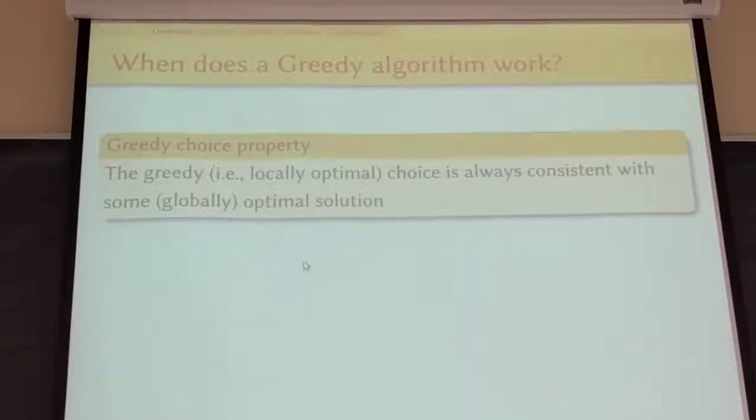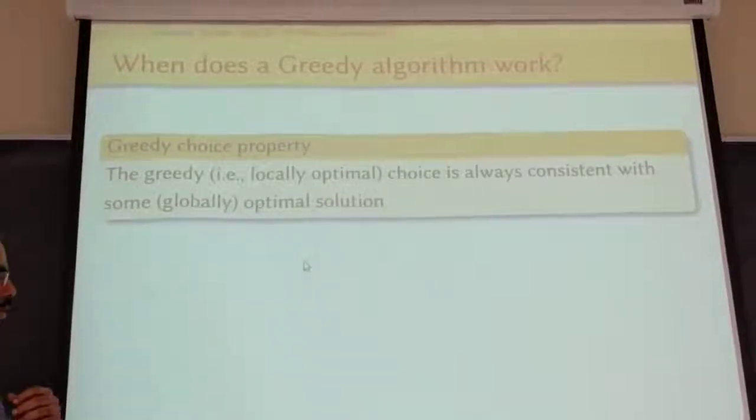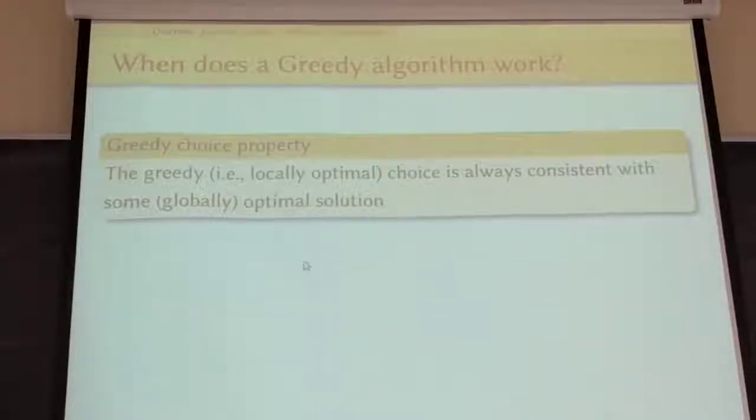Okay, so now we have at least a basic sense of what a greedy algorithm is. So let's try to understand some of the reasons, some of the conditions under which greedy algorithms work, right? Whenever we use a greedy algorithm, by default we think we are using it because it does produce the optimal solution, right?